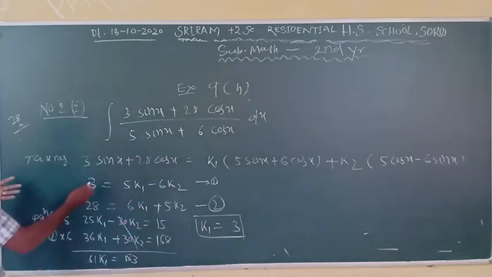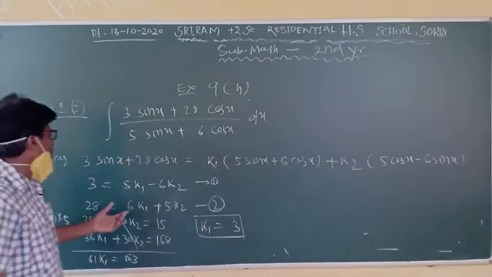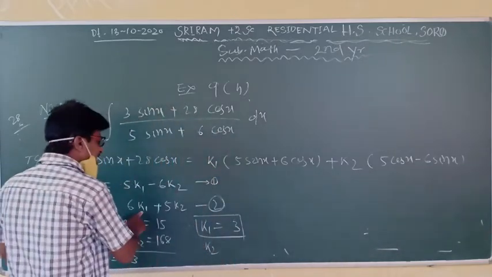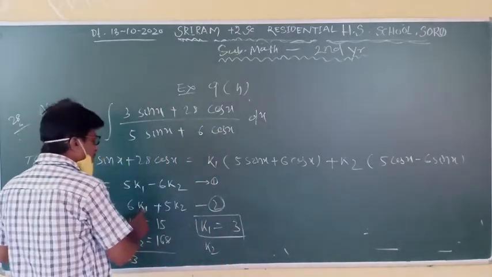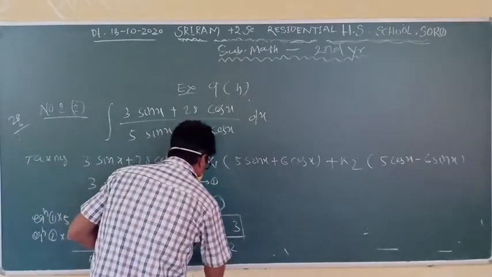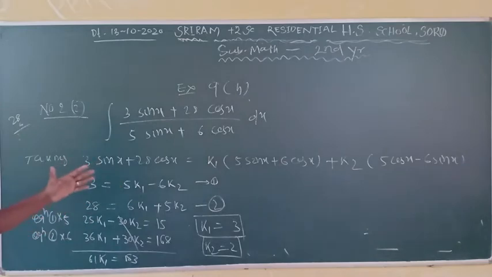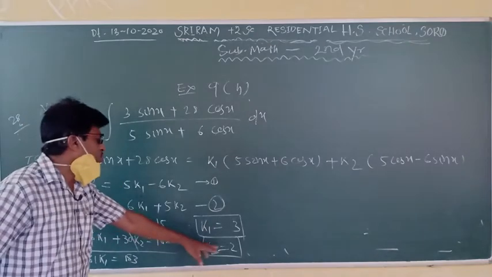Put it in either equation 1 or equation 2, and you can find the value of k2. Here, 6 into 3 is 18, and 5k2 is equal to 10, so k2 is equal to 2. So we found the values: k1 is equal to 3 and k2 is equal to 2.